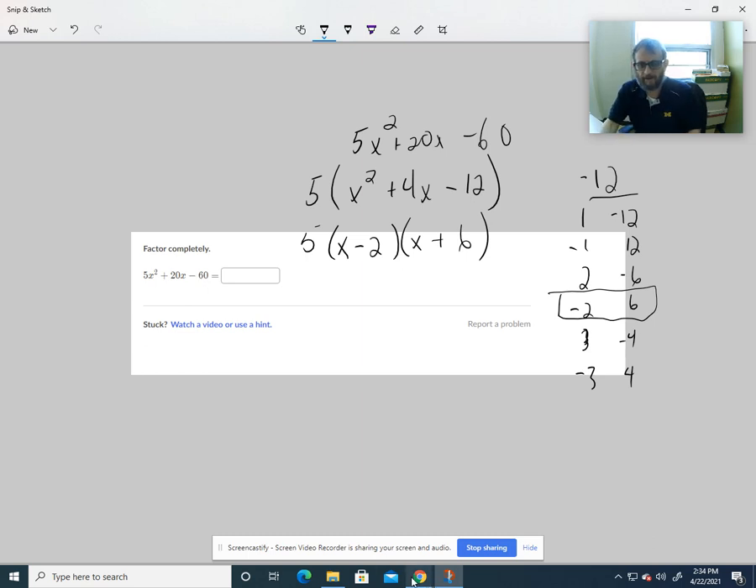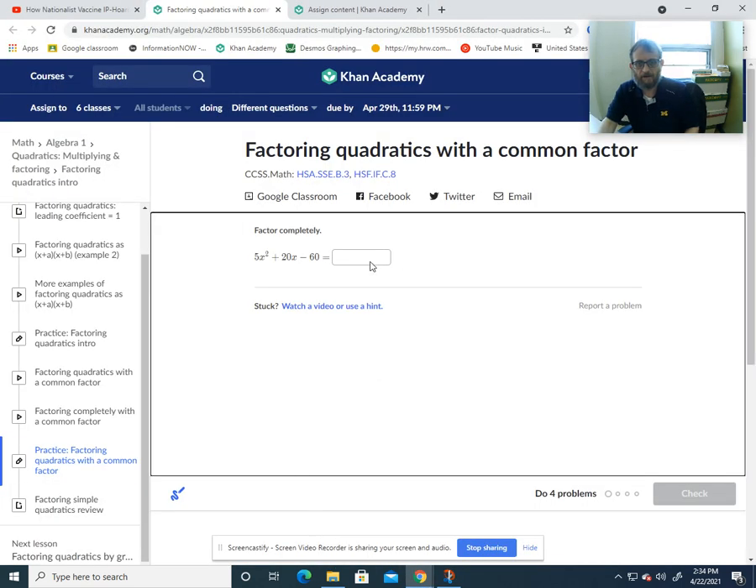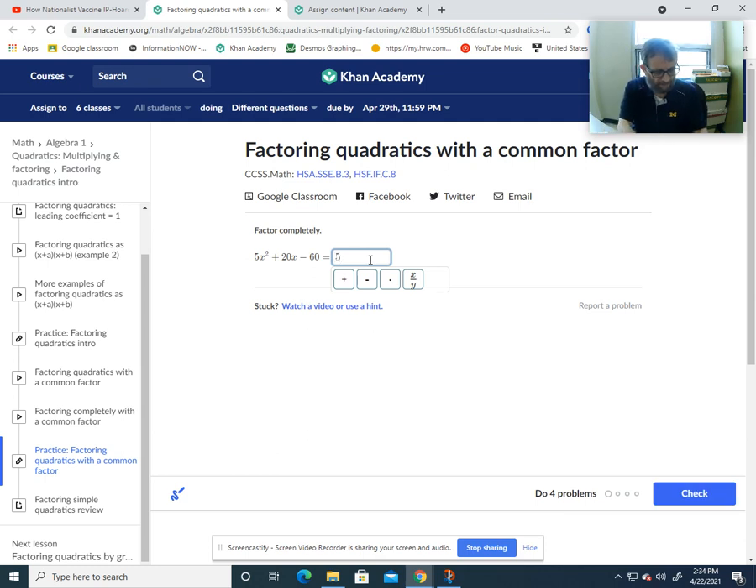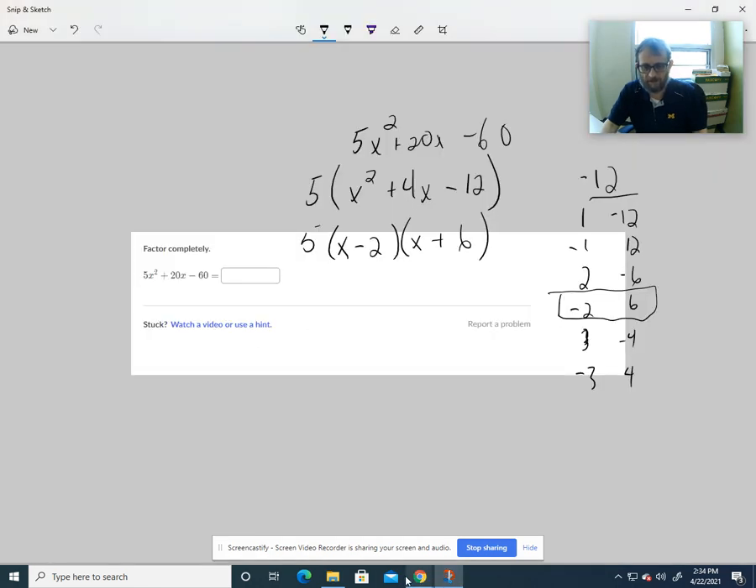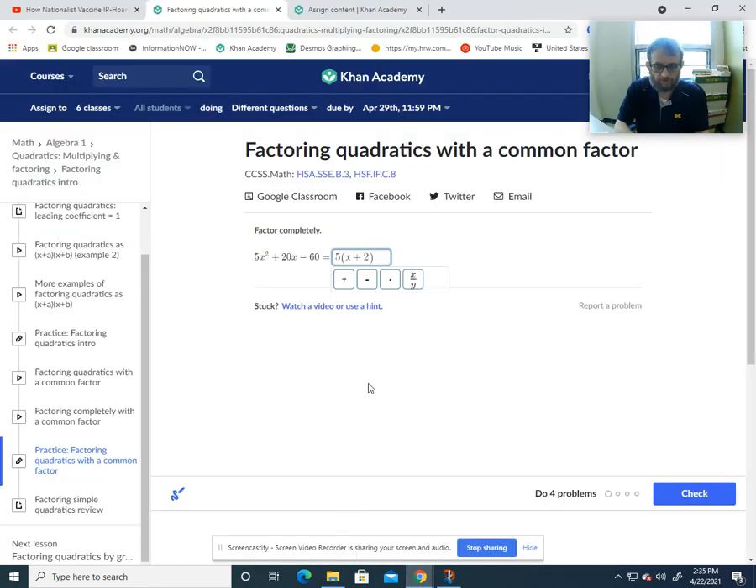So when we go back here, our answer is 5 times parentheses x plus 2. Is it x plus 2 or x minus 2? It's x minus 2. So remember when I was doing it wrong: minus 2 times x plus 6, and you get a positive middle term.